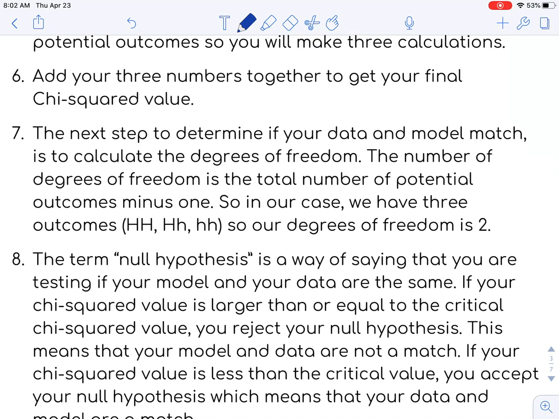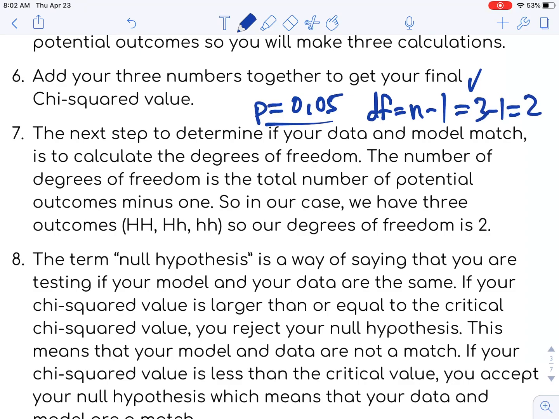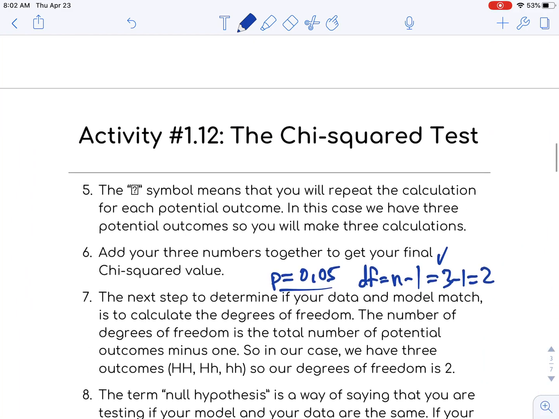So once we get our final chi-squared value, the next thing we're going to do is look at a chart that tells us what the critical values are for chi-squared. Critical means that they are significant at p equals 0.05. So that's the column that we're looking for. We're also going to be looking for the number of degrees of freedom. Degrees of freedom, by definition, is the number of different outcomes you can have minus 1. In our case, we have 3 different outcomes, so our degrees of freedom is going to be 2.